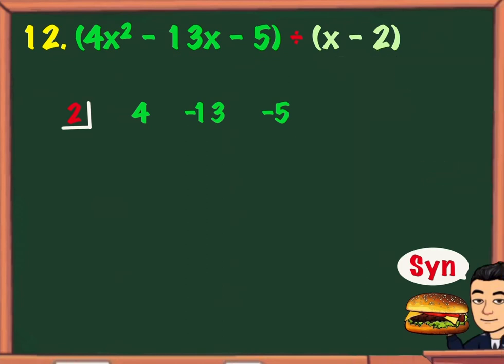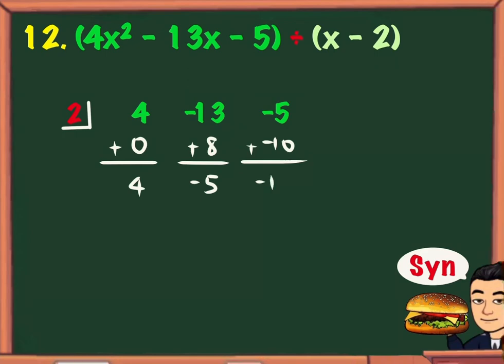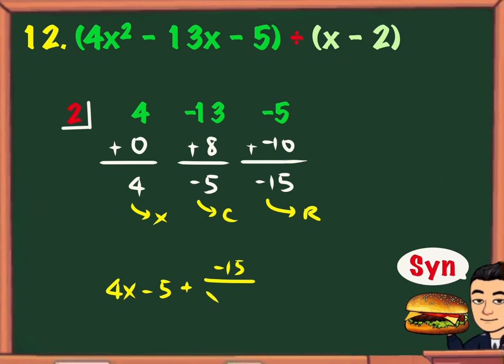Let's go ahead and work on the problem. So we're going to put 0. You're going to add it. So 4 plus 0, that's a 4. So we're going to use 2 times 4. That gives you 8. Add it. That's negative 5. 2 times negative 5 is negative 10. You're going to add it again to get negative 15. So this is your remainder, and this is your constant, and this is your x. So you can write the answer as 4x minus 5, and for the remainder you can put plus negative 15 over x minus 2.